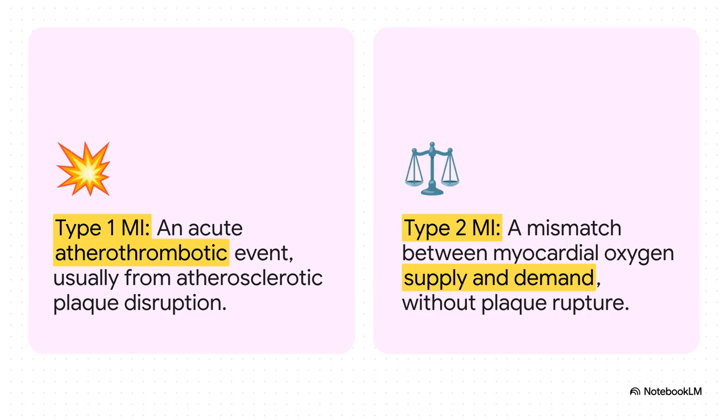A type 1 MI is a plumbing problem. A plaque in a coronary artery ruptures, a clot forms, and it blocks the pipe. Simple as that. A type 2 MI, on the other hand, is a supply and demand problem. The pipes might be totally fine, but the heart is working so hard, maybe from severe sepsis or profound anemia, that there just isn't enough oxygen to go around.